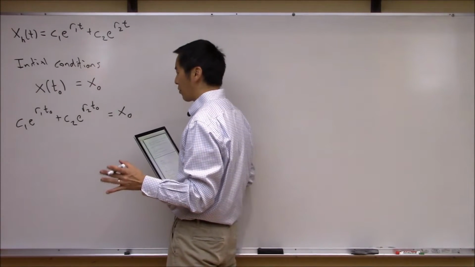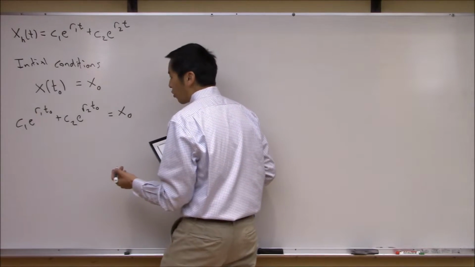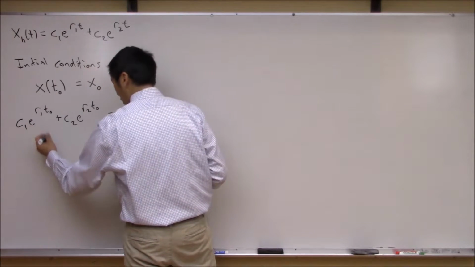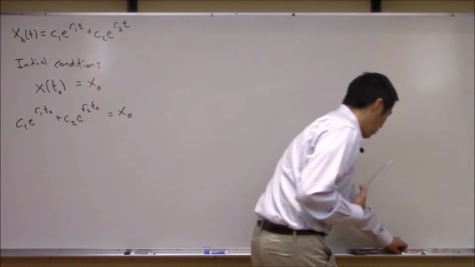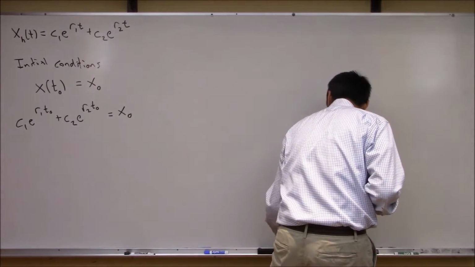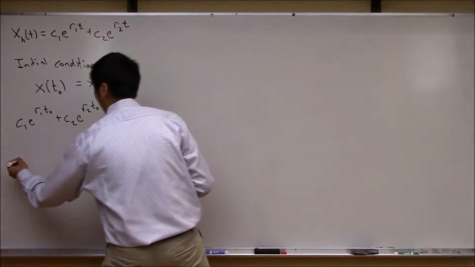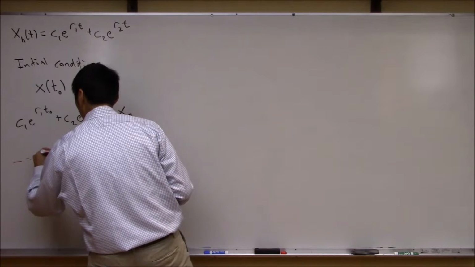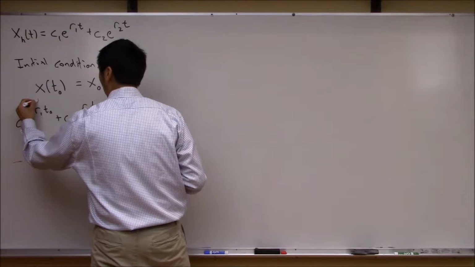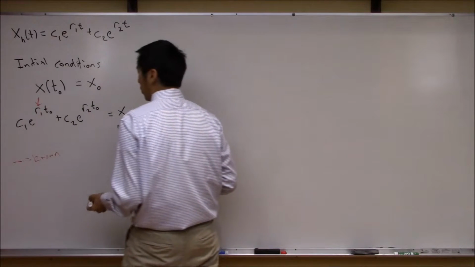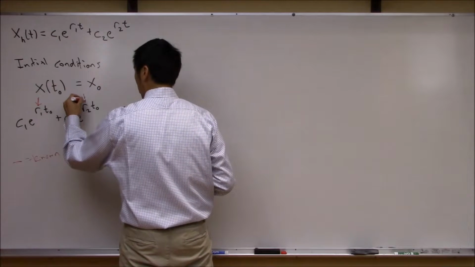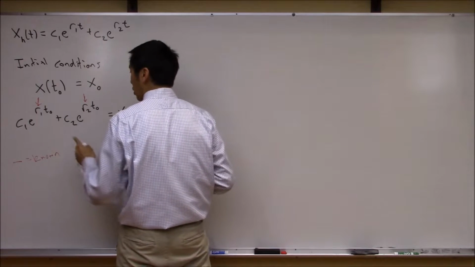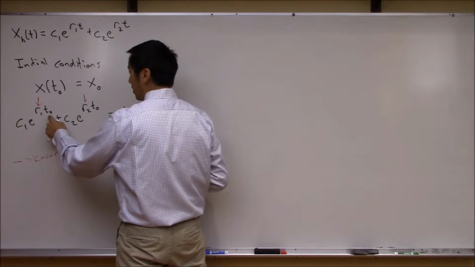Maybe it's worth it to stare at this and remind ourselves what's known and what's unknown. What are we trying to solve for? The things that are known: we know what r1 is. Let's say red is known. So we know r1, the root of the characteristic equation. We know r2, the other root of the characteristic equation. We know what t0 is.